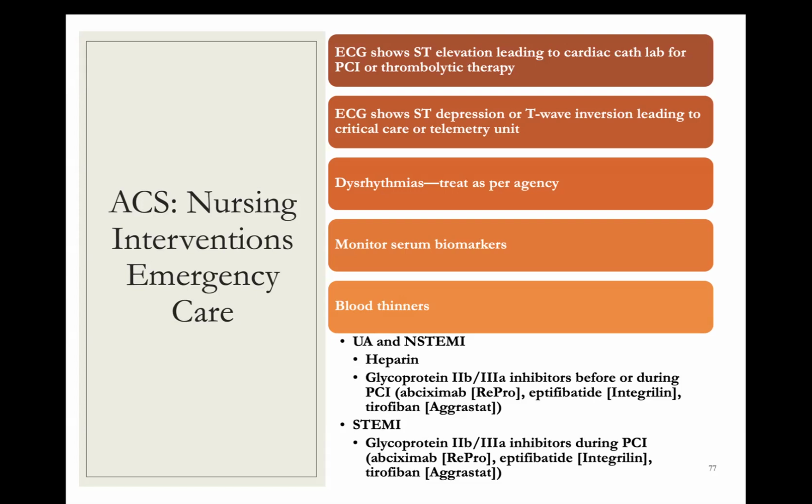We want to monitor for dysrhythmias and treat per whatever the agency policy is. We're going to monitor serum biomarkers, so expect to see troponin levels drawn every 6 hours on your patient, and they'll continue to be drawn until they peak and then start trending back down. So they may be drawn for a couple days depending on when the patient's troponins peak.